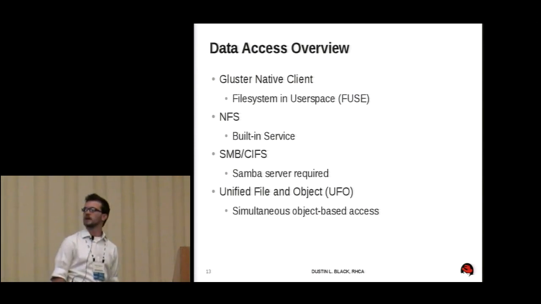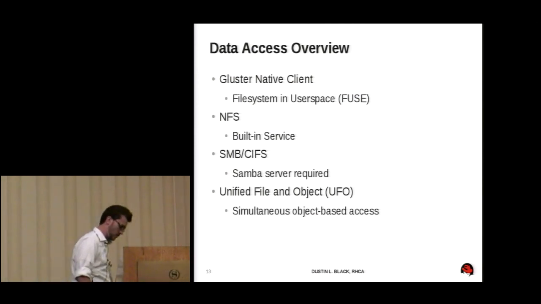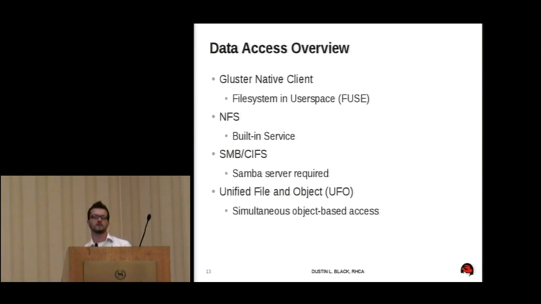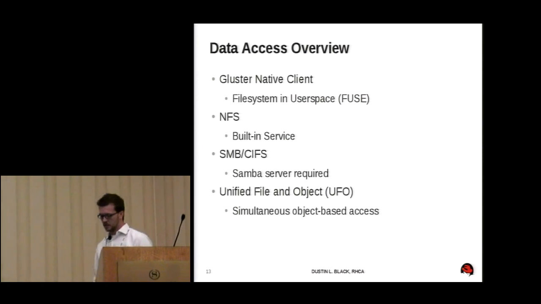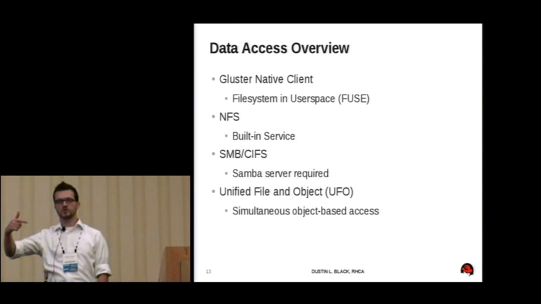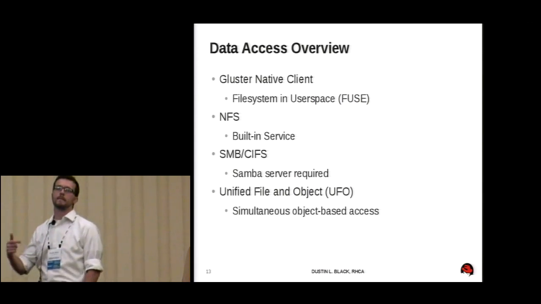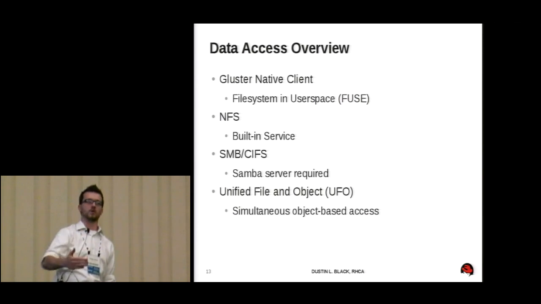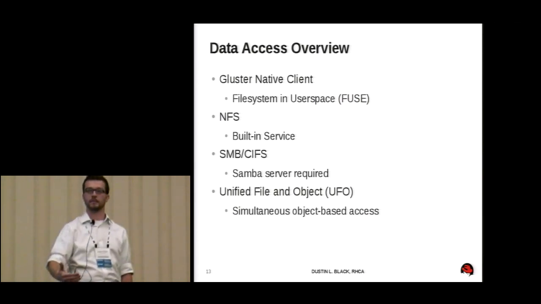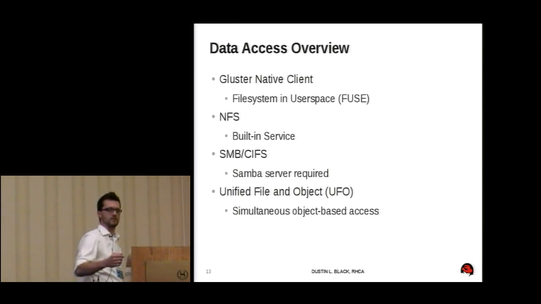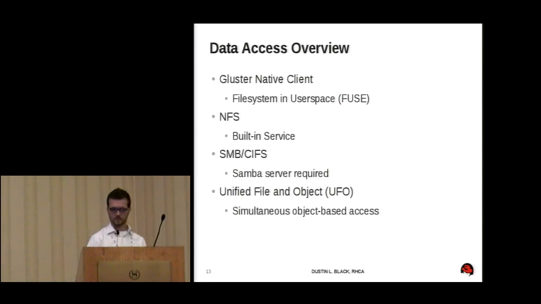Now, if you want to do Samba, this is a little bit different of a deployment. It's not built into Gluster the way NFS is. So for CIFS, you're actually going to use the Gluster native client to mount the share locally on the system and then re-export that local mount with Samba. So you're going to have a separately configured Samba environment to share those back out.